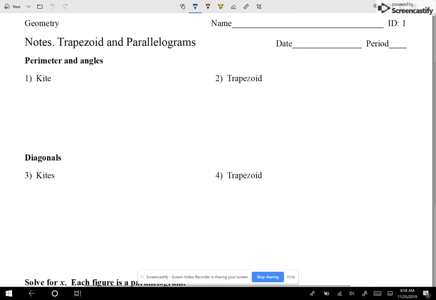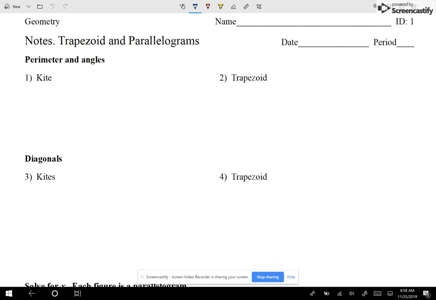So we're going to be looking at two images that are very important, kites and trapezoids. So for number 1 and 2, I just wrote kites and trapezoid. Let me talk about the perimeter and the angles.